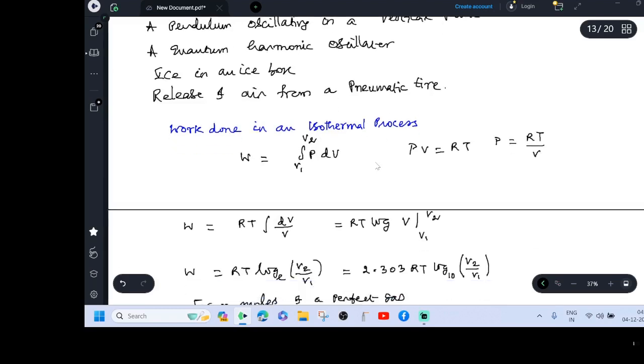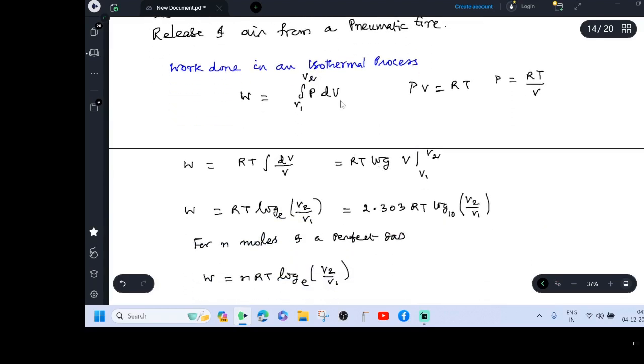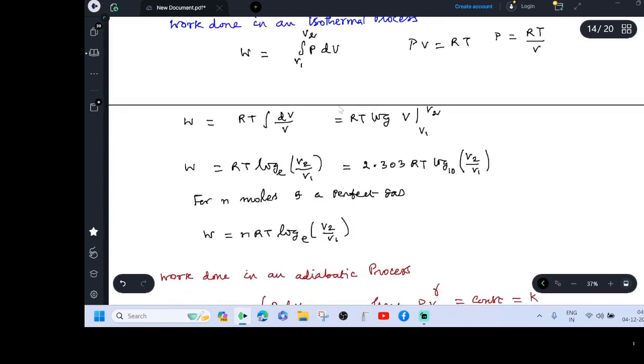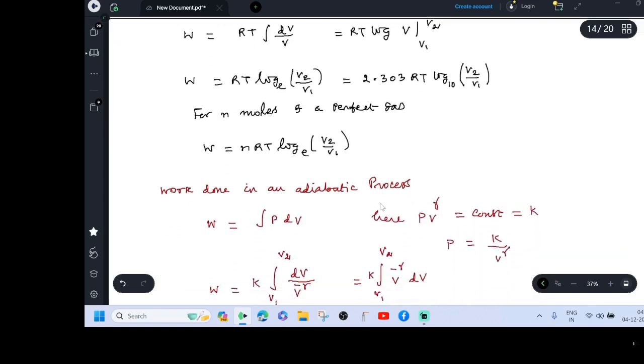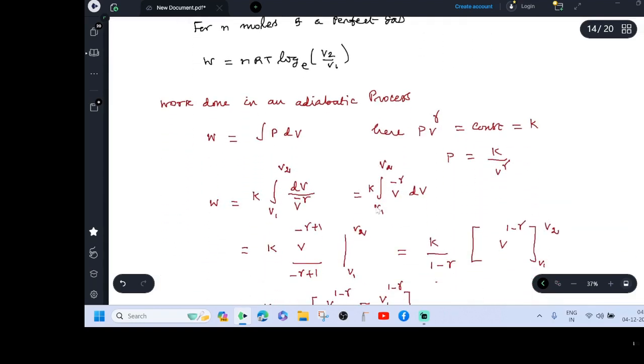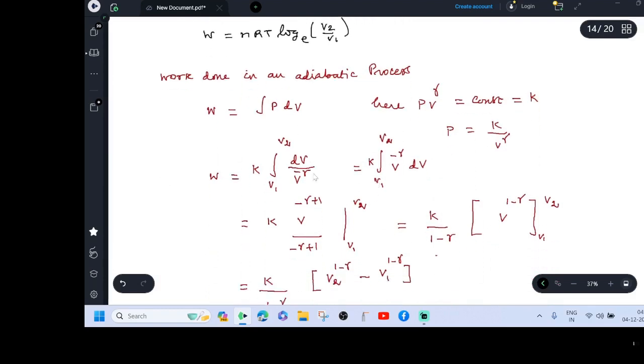Work done in an isothermal process using the formula PdV. If you make your integration, you can get this result. For n moles, W equal to nRT into log to the base e, V2 by V1. If you want to convert this in terms of base 10, it should be multiplied by 2.303. This is the formula for work done in an isothermal process.